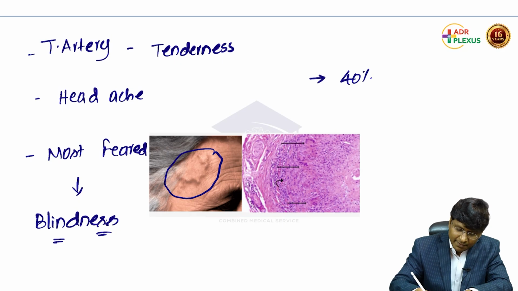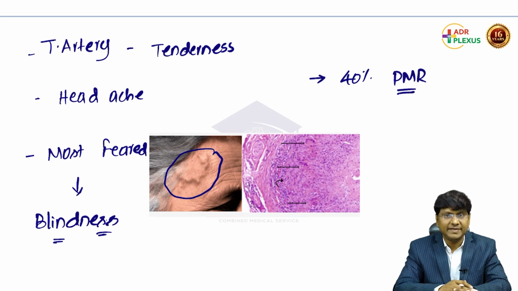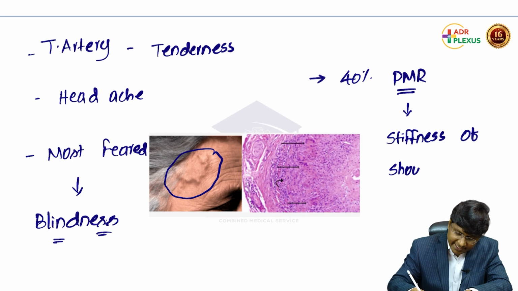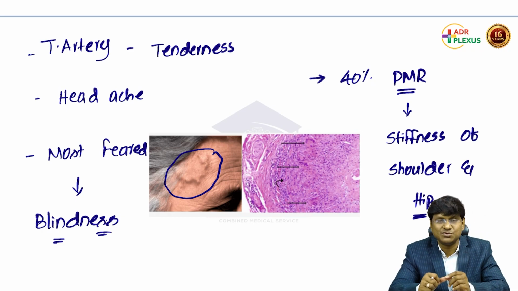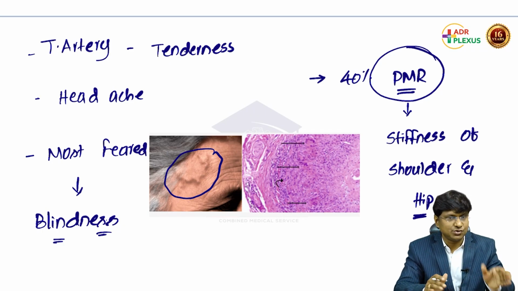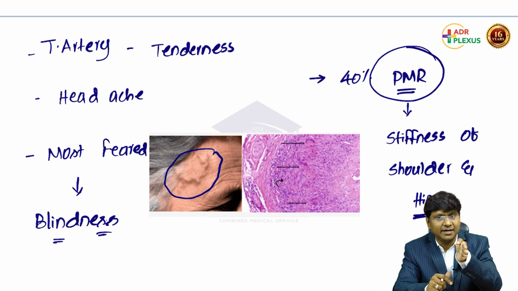Then the next important point is that 40% of these patients develop polymyalgia rheumatica. Polymyalgia rheumatica is the stiffness of the shoulder as well as the hip girdle. Shoulder girdle stiffness will be more than the hip girdle stiffness. That is what is called polymyalgia rheumatica. So you have the manifestations due to the involvement of the ophthalmic artery, the temporal artery, and as well as the polymyalgia rheumatica.